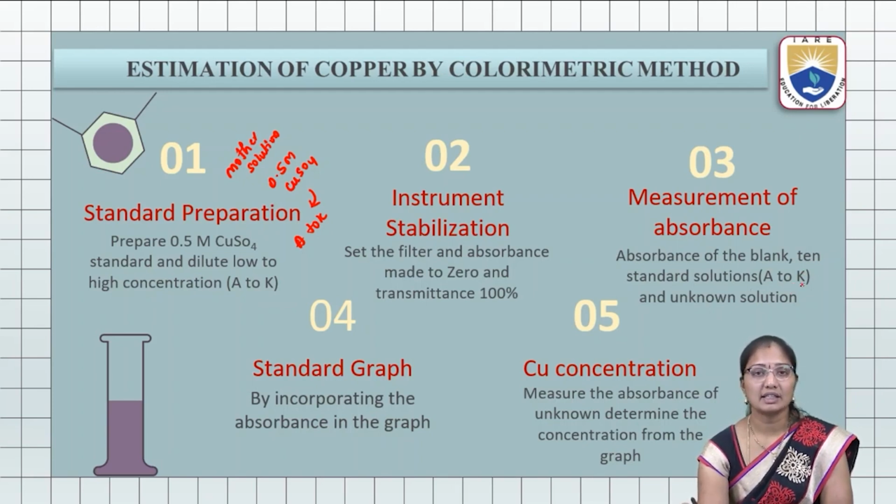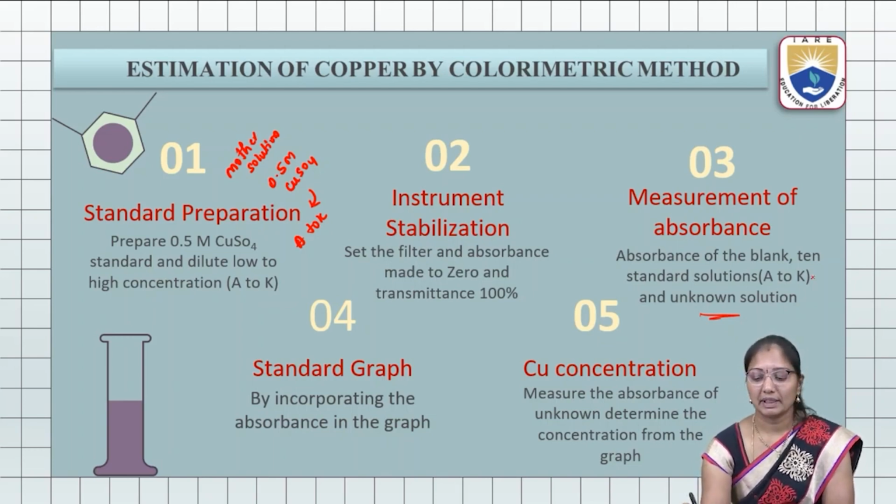10 standard solutions which we prepared by using 1 ml of copper sulfate and 9 ml of water. Next, B is 2 ml of copper sulfate and 8 ml of water. C is 3 ml of copper sulfate and 7 ml of distilled water. Like this, from A to K, 10 standards are prepared and one unknown solution, which we don't know the concentration, but the color of the solution is blue. We have to find out the concentration of copper present in that unknown solution.